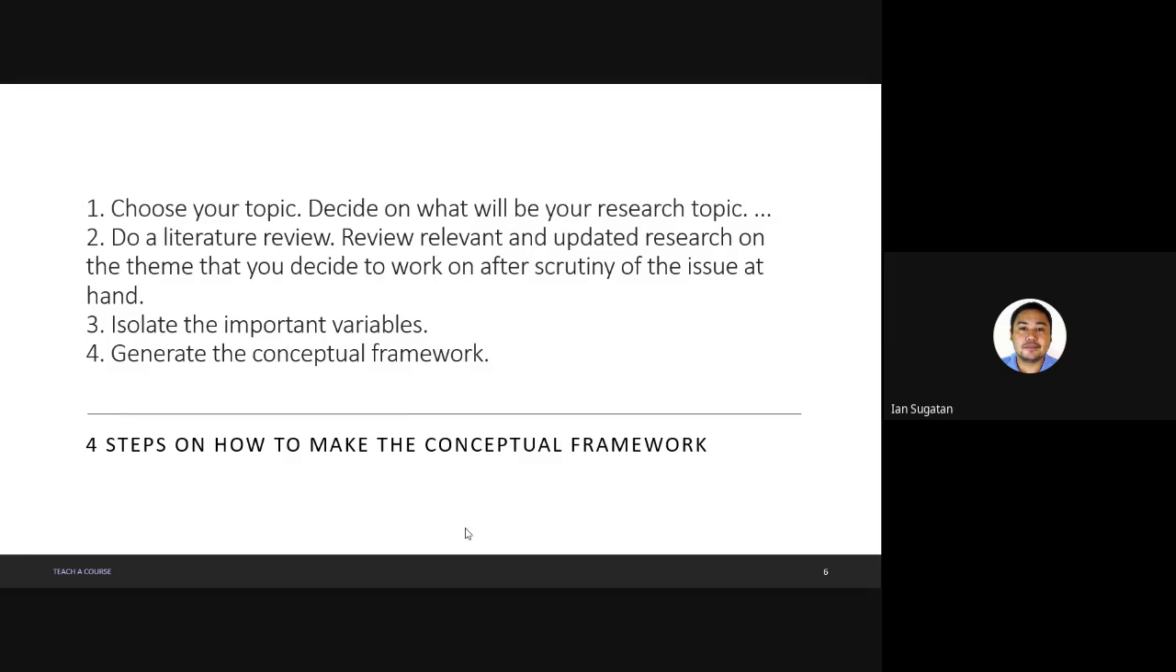at hand. For number 3, isolate the important variables, meaning to say, isolation of the variables are gina-classify nyo sanda kung dependent or independent variable. Pero aton tana gina-IPO naton. So, IPO lang, guys, aton. Kasi IT students kamo. And then generate the conceptual framework. So that's the theory for the theoretical framework.